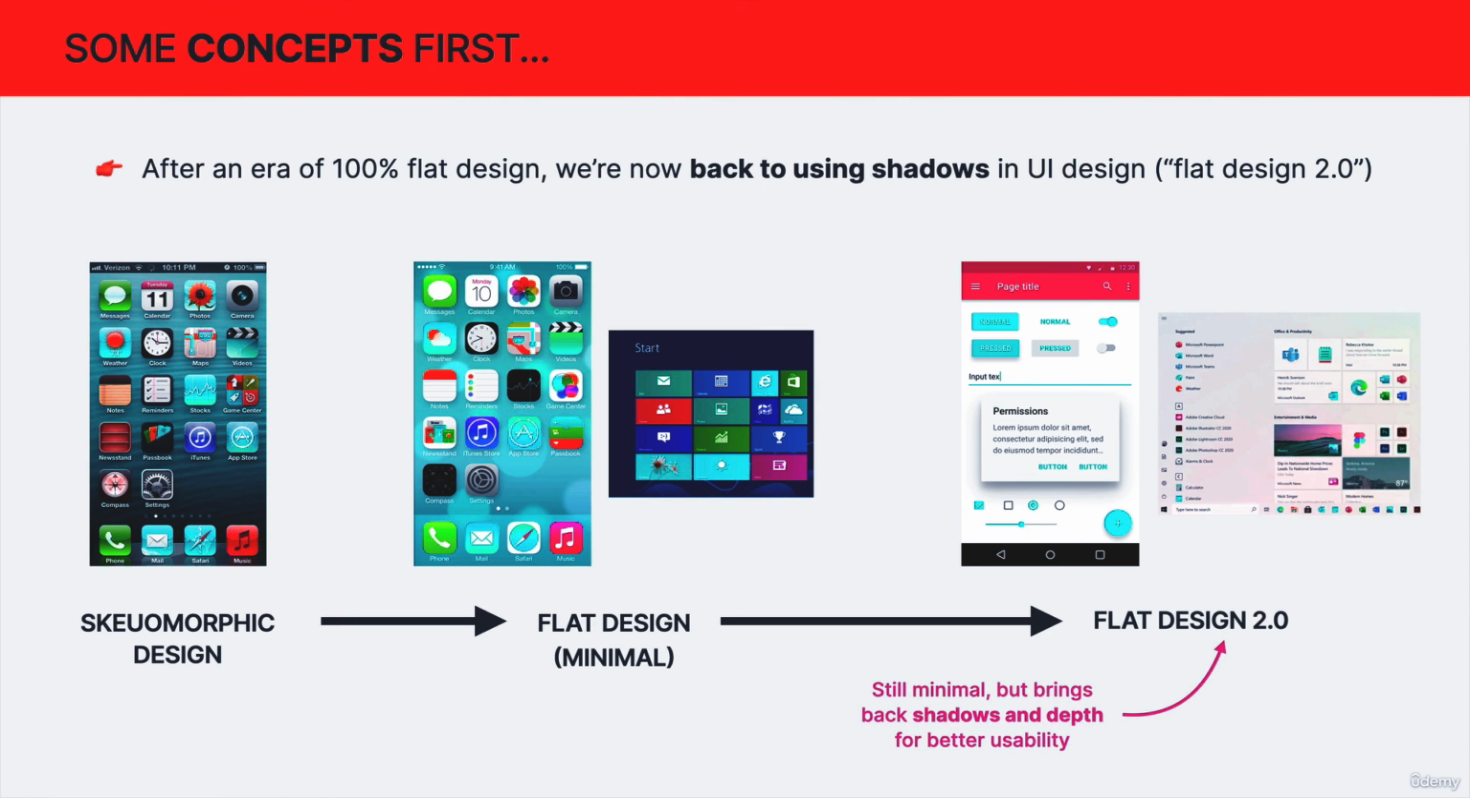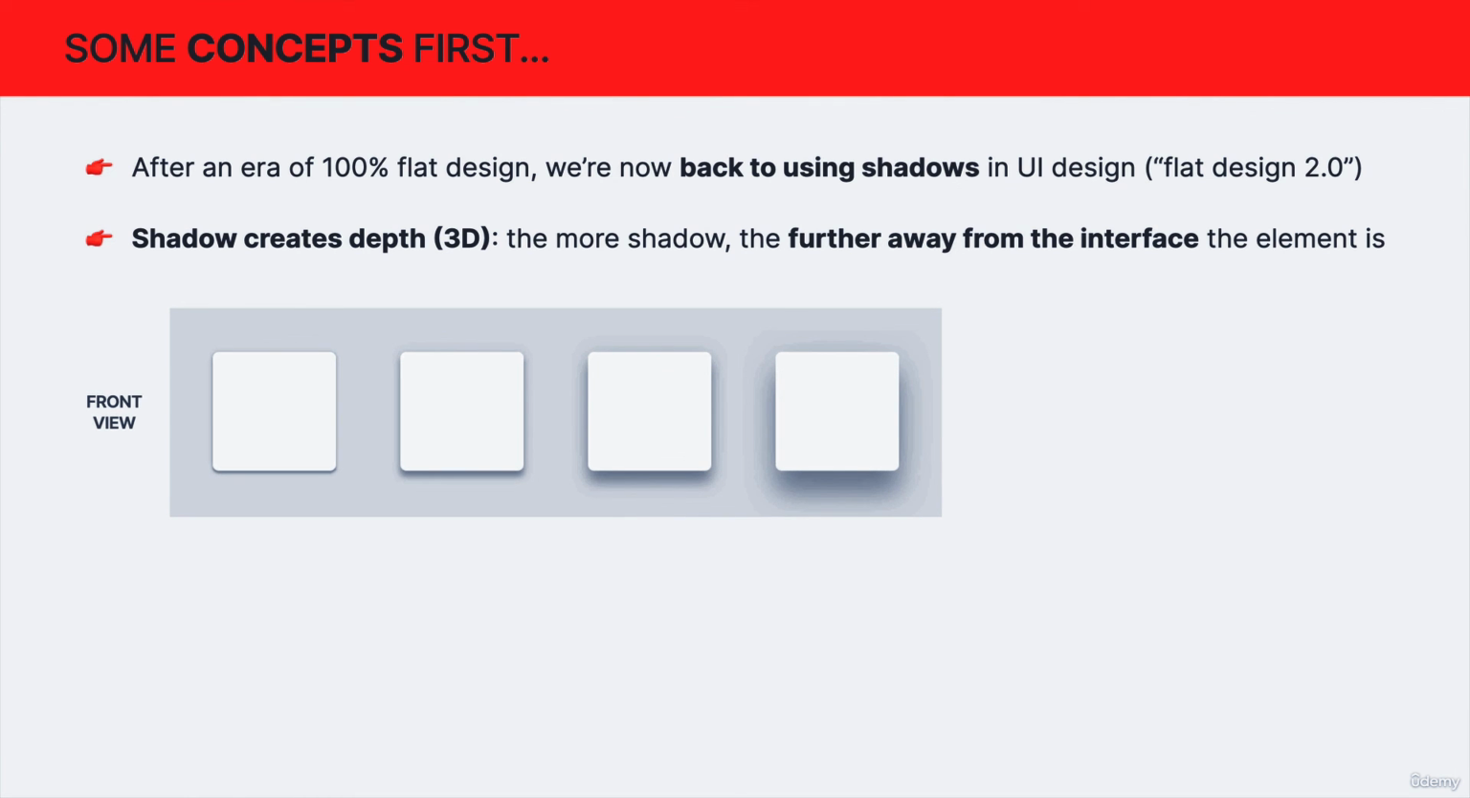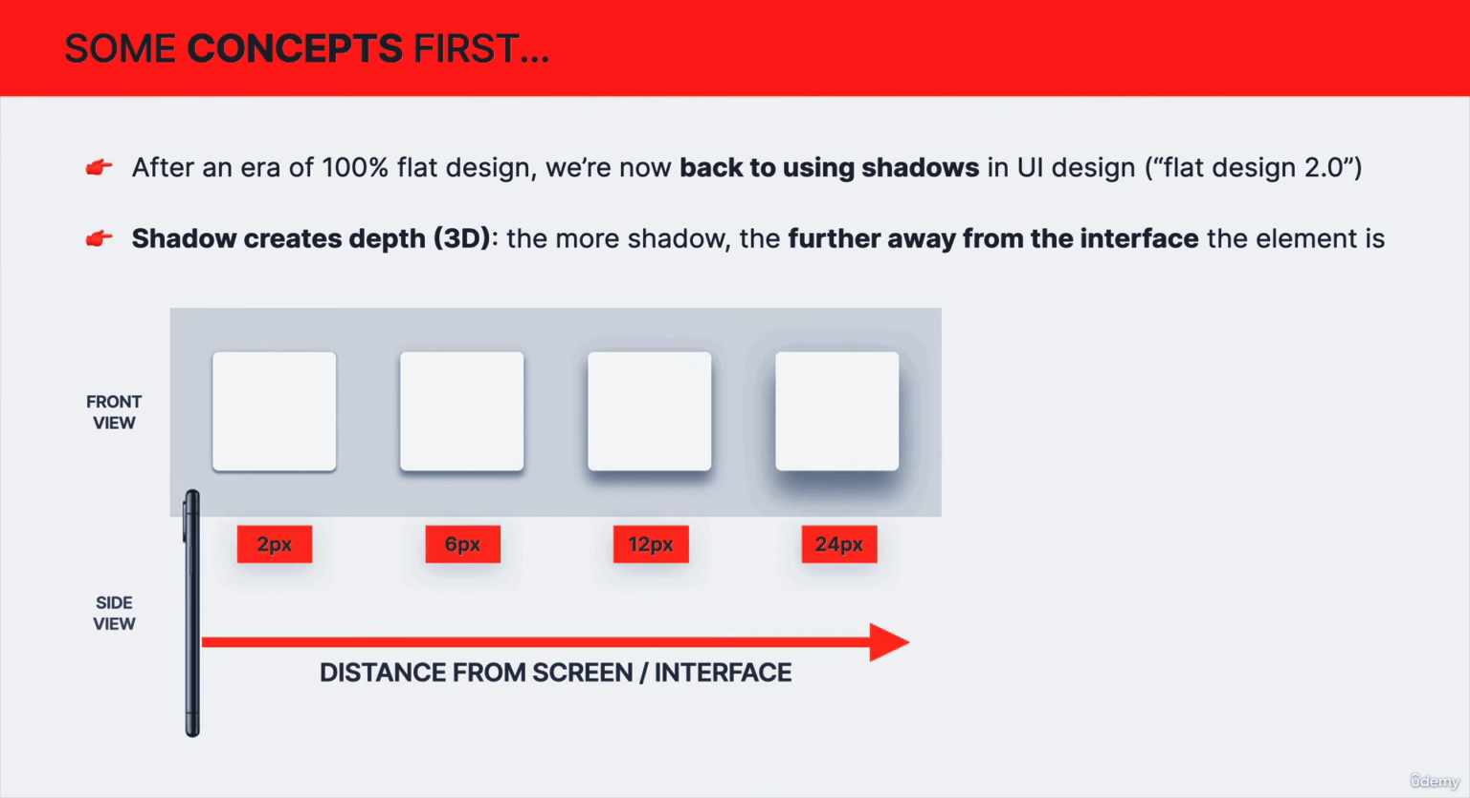And speaking of depth, that actually brings us to our next point, which is the fact that shadow basically creates, so it simulates, depth in user interfaces. Or in other words, shadows basically allow us to add a third dimension to our designs. And that's the whole reason why we use shadows in UI design in the first place. So the more shadow that we add to a certain element, the further away from the screen or from the user interface that element will seem. And we can see that very nicely in this diagram.